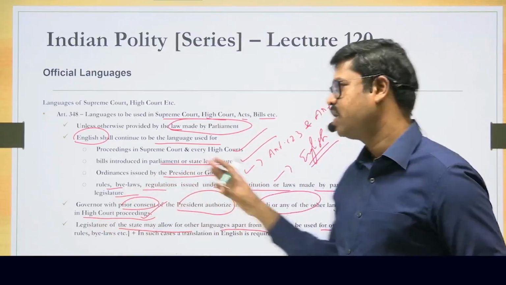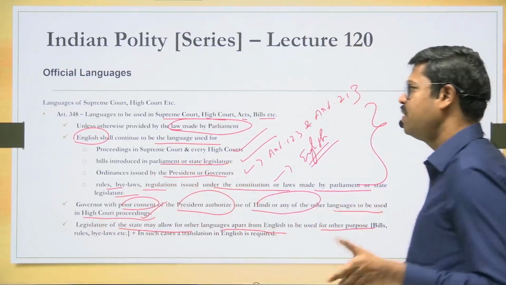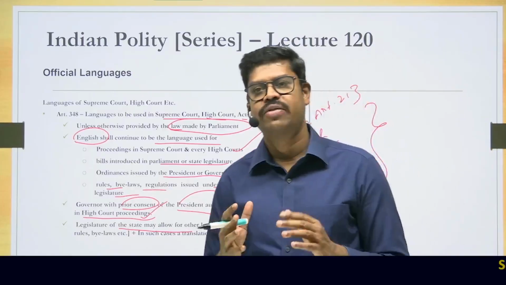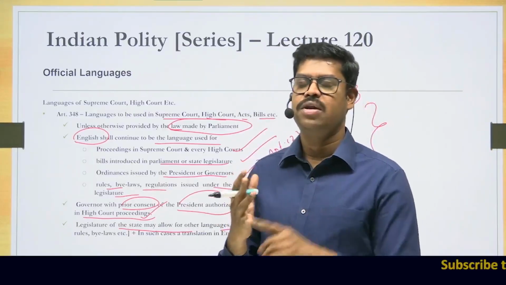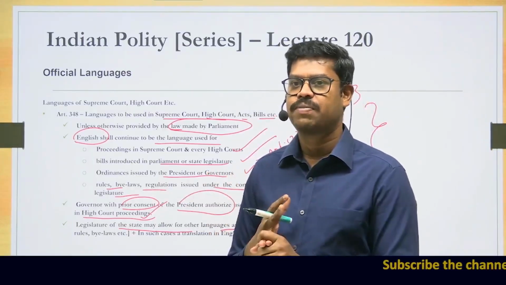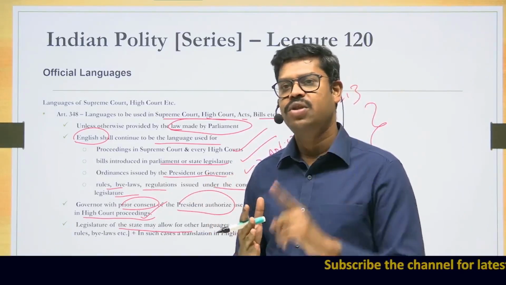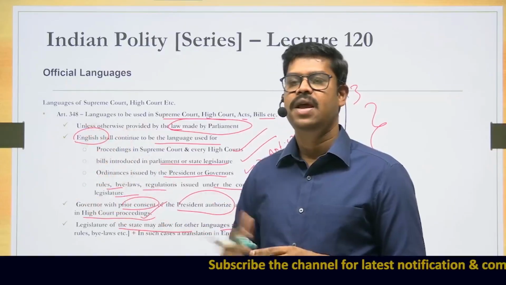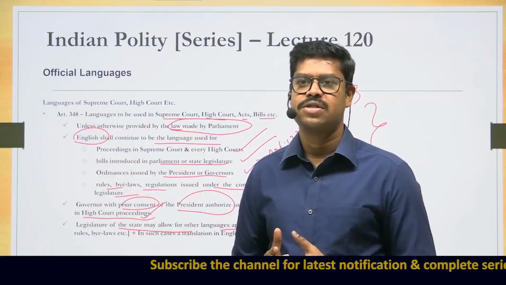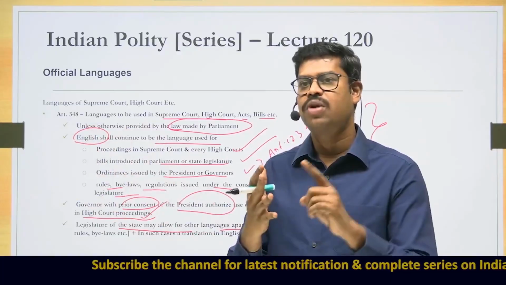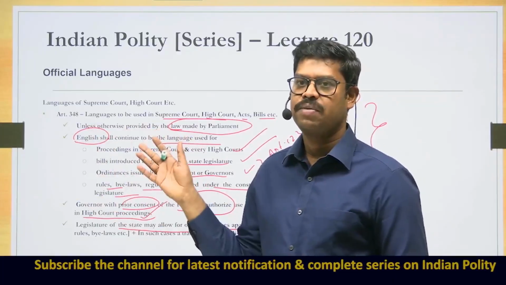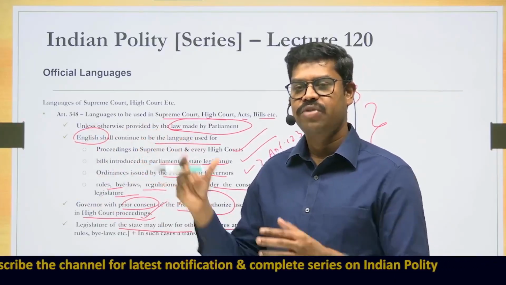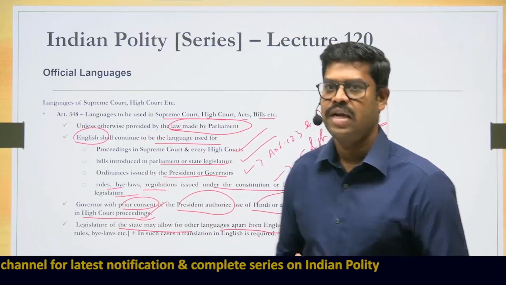So this is what is related to the official languages, very, very important. We have understood the official languages for the purpose of the union. We have understood the official languages for the purpose of the states. We have understood the official languages between union and states and between state and state. And we also understood the official languages to be used in the Supreme Court, High Court, and for the bills to be introduced in the Parliament and state legislature.